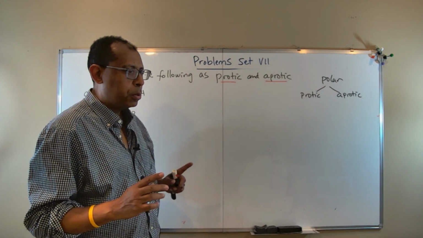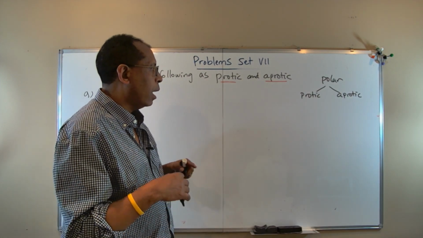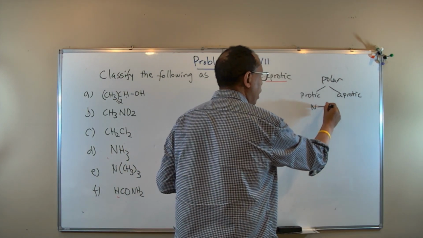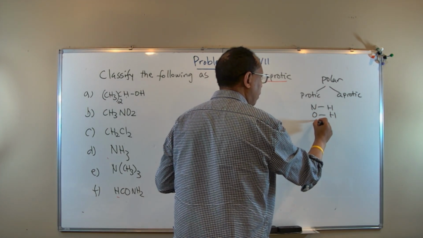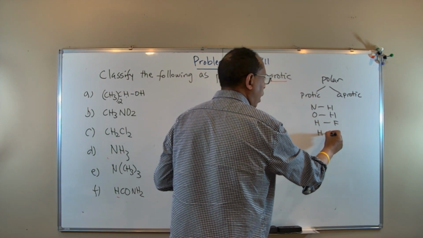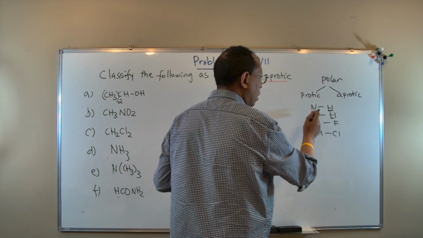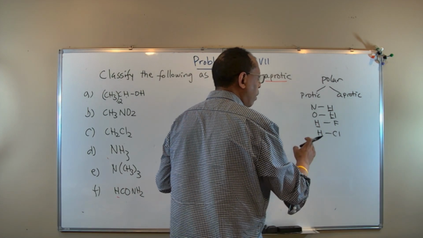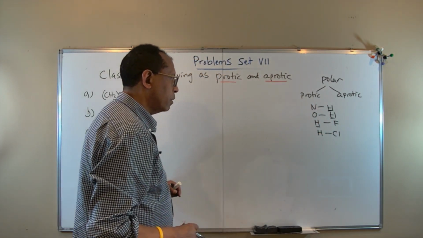When we say protic solvents, these are solvents that contain a hydrogen on an electronegative atom. For example, it could be N-H, it could be O-H, it could be H-F, on fluorine, or on chlorine, etc. This hydrogen is what makes that solvent protic. So these are the protic components of the solvent.